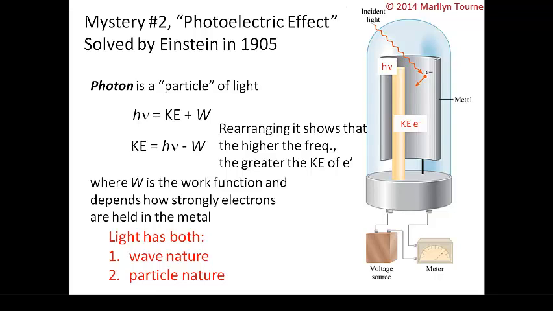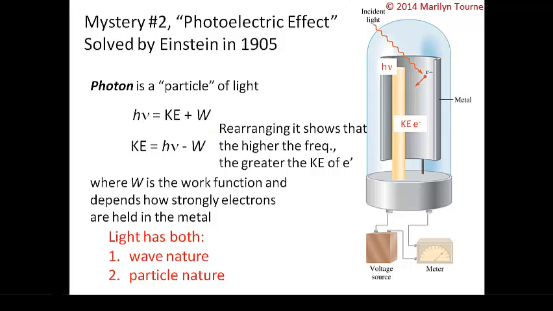But if we use light of higher frequency, then not only will the electrons be knocked off, but they will also gain some kinetic energy. That situation is basically summarized by that equation. h nu is equal to kinetic energy plus the work function, where KE is the kinetic energy of the ejected electron and W is the work function, which basically is a measure of how strongly the electrons are held in the metal. We can of course rewrite the equation to solve for kinetic energy, which shows that the more energetic the photon, aka the higher the frequency, the greater the kinetic energy of the ejected electron.